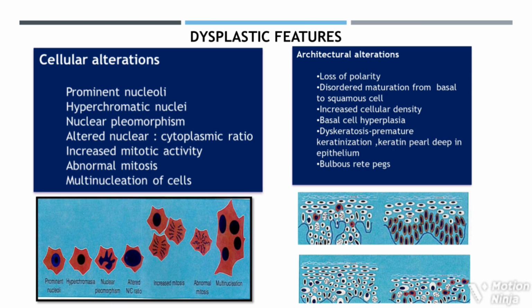In architectural alterations, there is loss in polarity of basal cells, disordered maturation from basal to squamous cells, increased cellular density, basal cell hyperplasia, dyskeratosis, bulbous rete ridges.